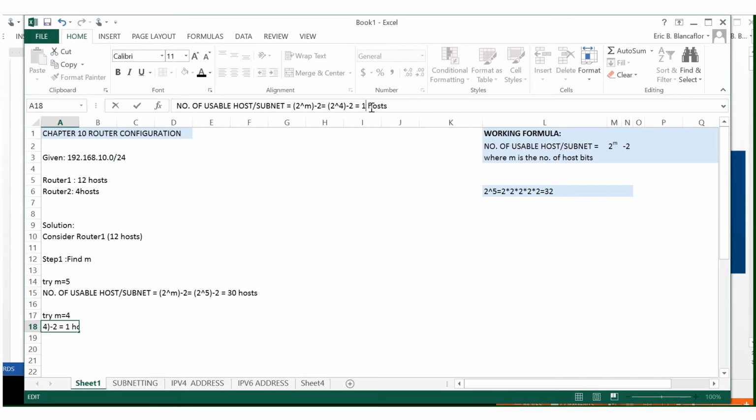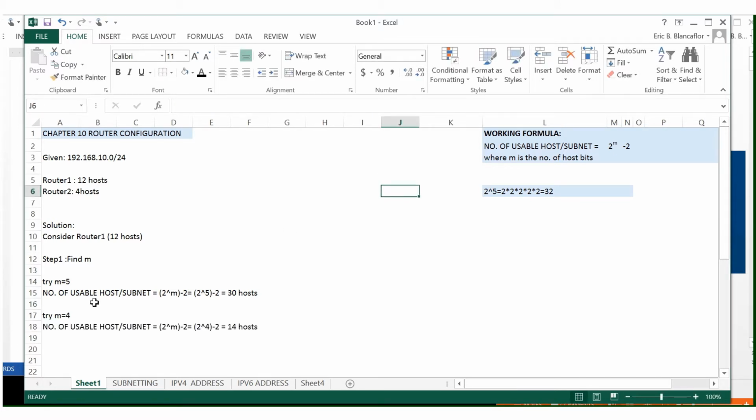There are 14 hosts. I need 12 hosts. I think, so this is the right M. That we are looking for the one that is closed, and let's say we try if M is 3.